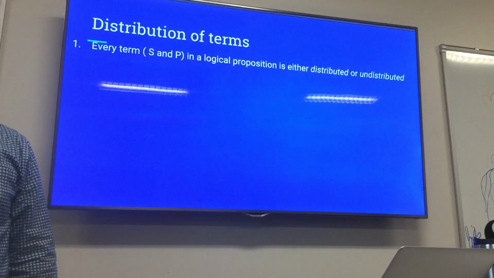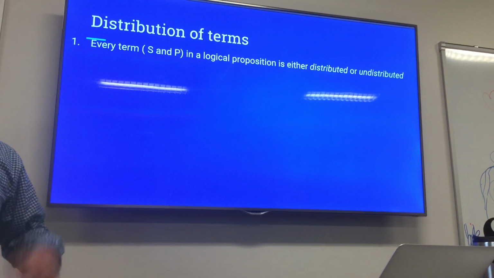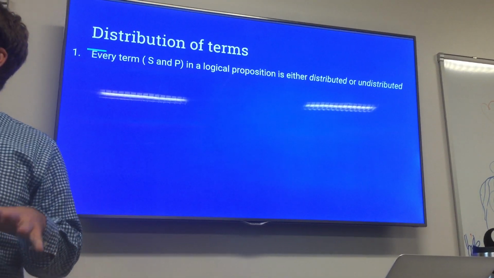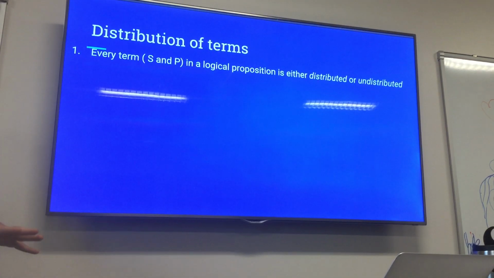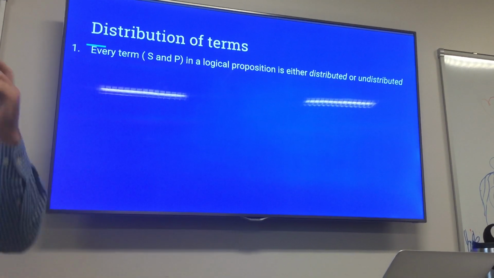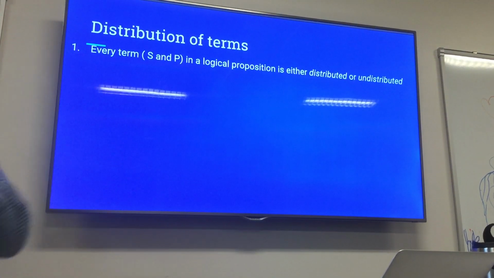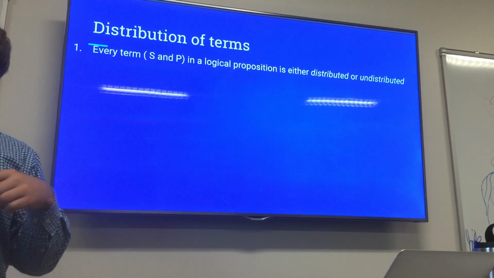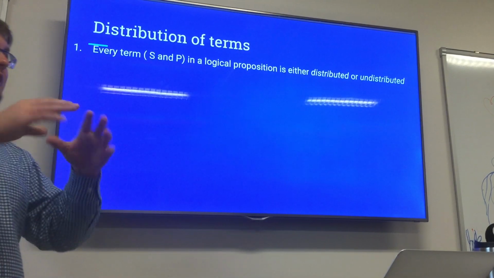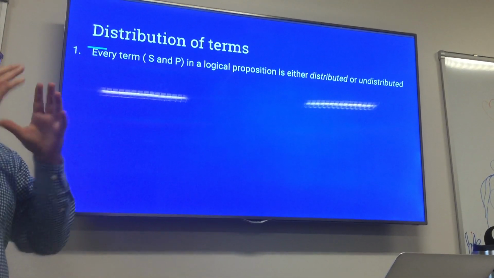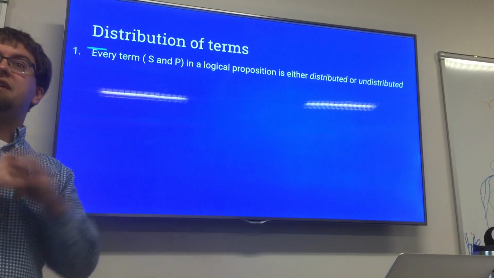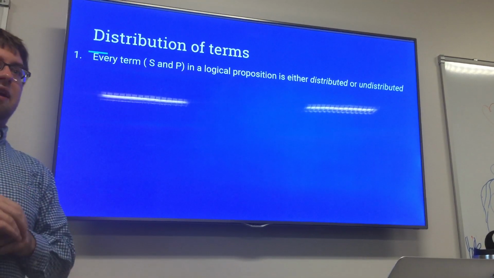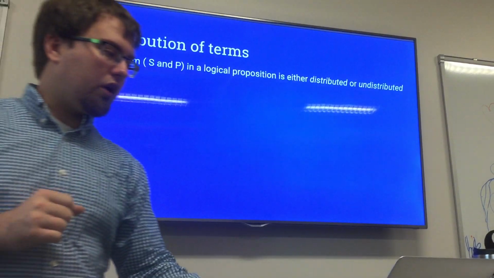So, when we're thinking about the distribution of terms, we need to be familiar with the fact that when we're dealing with a proposition, every term in a proposition, and by that I mean the subject and the predicate, we take that as a whole. This is part of why I've stressed the brackets as you guys are working on your sentence packets, because we need to think not just of the subject as one word, but as the whole subject. And the brackets help us see that. But the whole subject and the whole predicate is either distributed or undistributed.